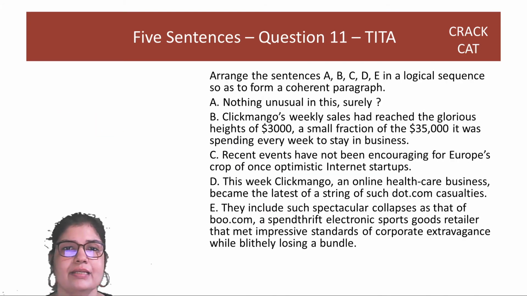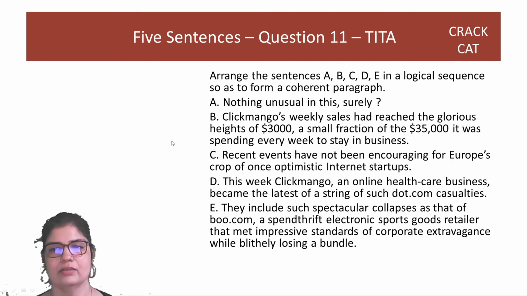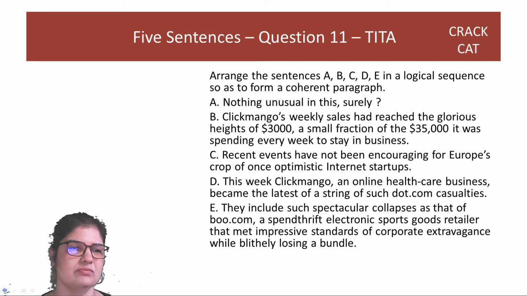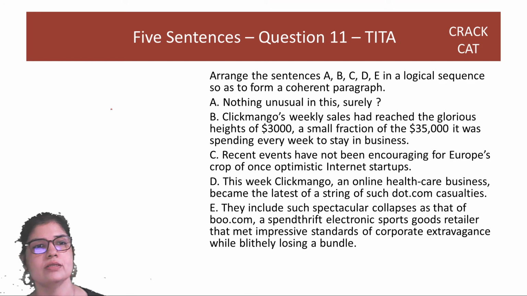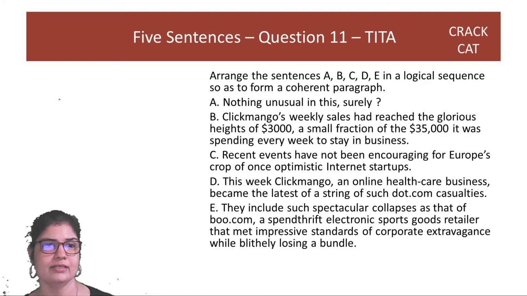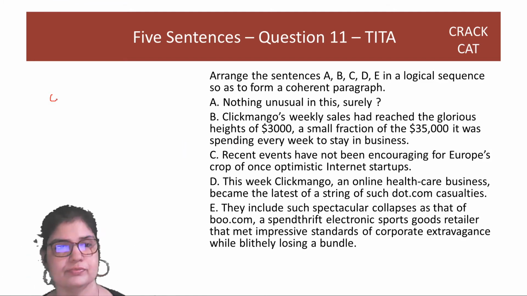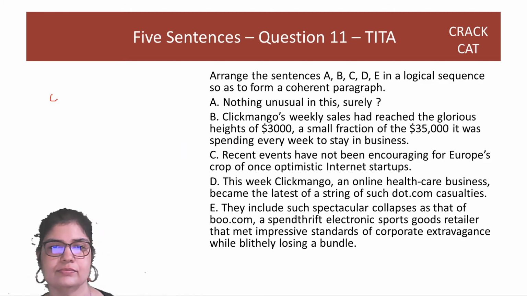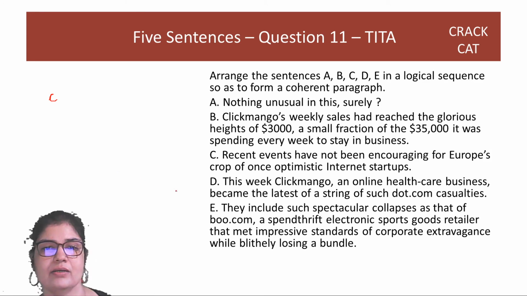Great. Let's look at the next 5 sentences one. Not very difficult, maybe a little tricky. Please pause, guys, solve first. Okay, not unusual in this, surely. Click Mango, they include recent events. So you see that recent events have to start, right? Have not been encouraging. So what has not been? Some recent events, and they include.